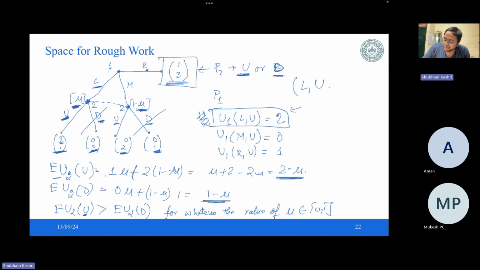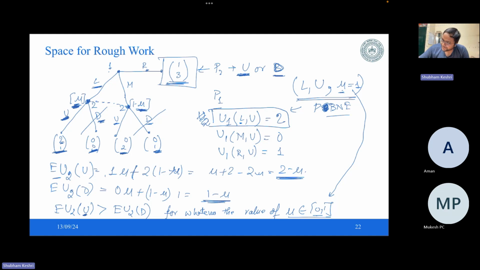But this is not exactly complete. You have to define what the value of mu is. You cannot just say mu belongs to 0 comma 1, because player 1 is playing L. Therefore, it is certain that player 1 will play L. Therefore, the value of mu will be 1. And this complies with mu being between 0 and 1. Therefore, this is a perfect Bayesian Nash equilibrium.